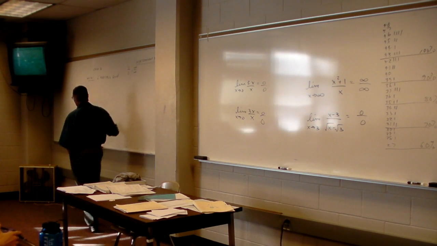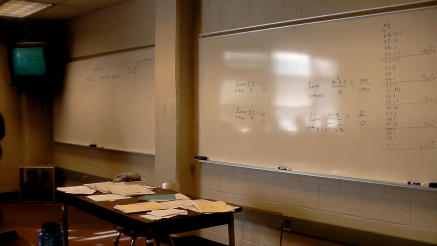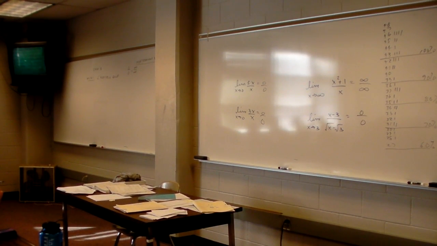Those are called indeterminate forms. You can't determine the answer based on that form, because each one of those is going to have different limits. And yet, when you plug in 0 at this point, you're just getting 0 over 0 or infinity over infinity. So they're called indeterminate forms.